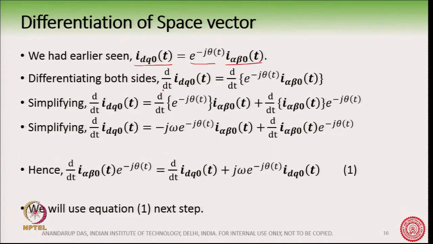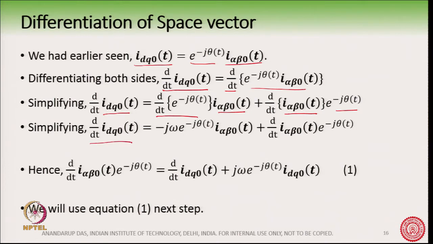Now, when we differentiate this d/dt of I dq0, then basically we are doing d/dt of e to the power minus j theta into I alpha beta 0. So if I simplify, the left hand side remains like this. On the right hand side, d/dt of y1 into y2, we differentiate by parts: d/dt of e to the power minus j theta into I alpha beta 0, plus d/dt of I alpha beta 0 into e to the power minus j theta.